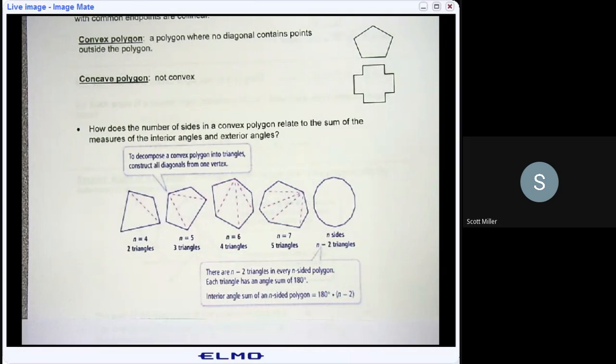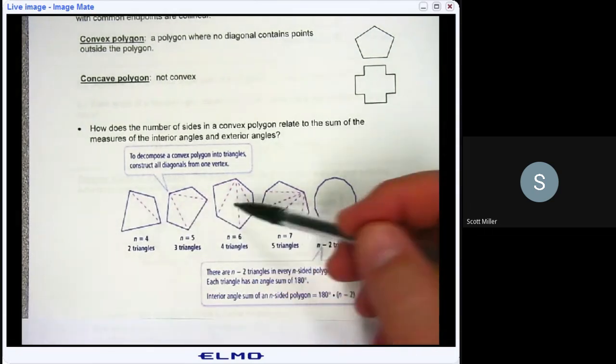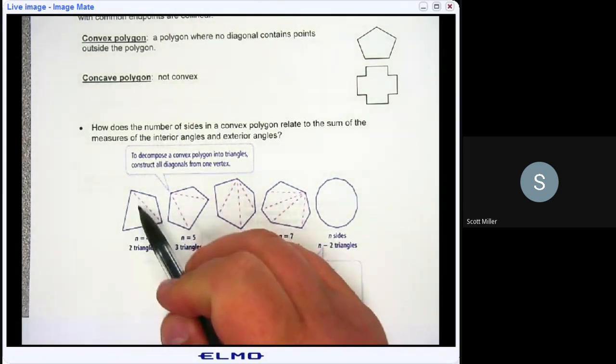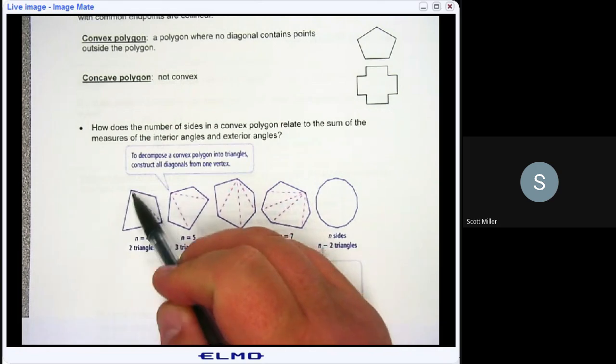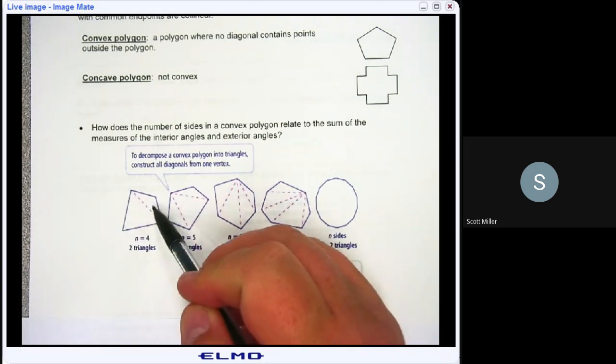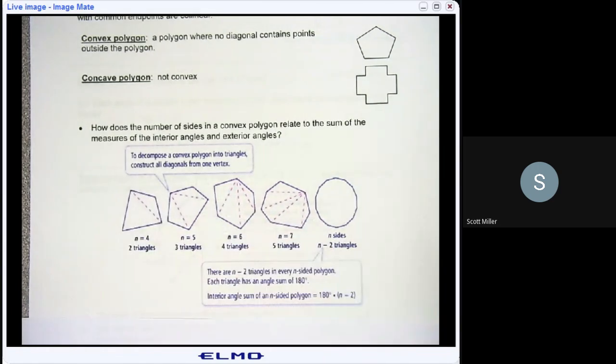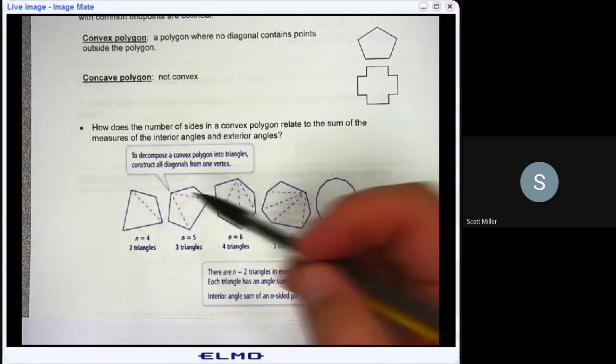Well, we can do this by simply breaking these shapes up into triangles. Since I know the sum of a triangle is 180 degrees, if I draw a diagonal here, it breaks the shape into two triangles. This triangle has a sum of 180. This triangle has a sum of 180. Together, you add those, and the sum must be two of those. And the same thing here.